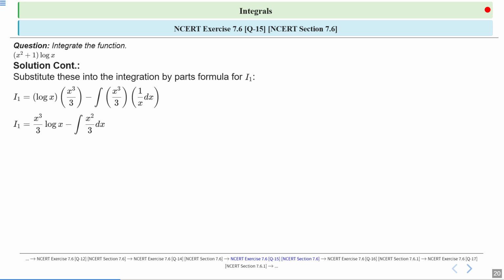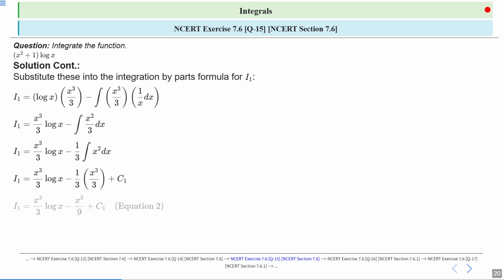Simplify it, we get the first term, that is x cube by 3 into log x, minus integration of x square by 3 dx. Now apply the standard formula of integration of x^n, that is x^(n+1) by n plus 1. So integration of x square becomes x to the power n plus 1, that is 3, by n plus 1, that is 3. So the value of I1 is x cube by 3 into log x minus x cube by 9 plus c1.